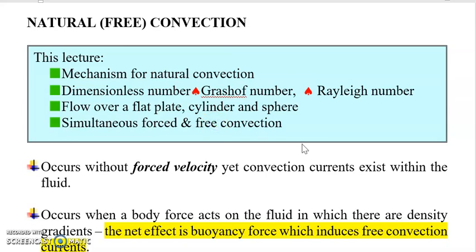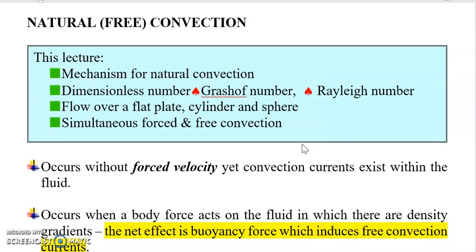This is the first part of the module on natural convection or free convection based on chapter 9 of your eBook. This module will cover the mechanism for natural convection, two very important dimensionless numbers, the Grashof and Rayleigh numbers, flow over three particular geometrical bodies, flat plate, cylinder and a sphere, and simultaneous forced and free convection.